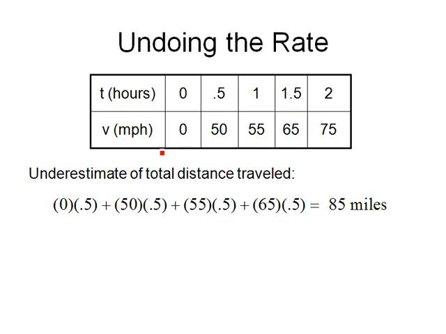Now, if I make an underestimate over each of the intervals here, I need to pick the lower speed. So from 0 to 0.5, I have a choice of picking 0 miles per hour or 50 miles per hour for that interval. So I go ahead and I choose 0. When I'm going from 0.5 to 1 hour, I have a choice of 50 or 55. Since I want an underestimate, I go ahead and I pick 50.